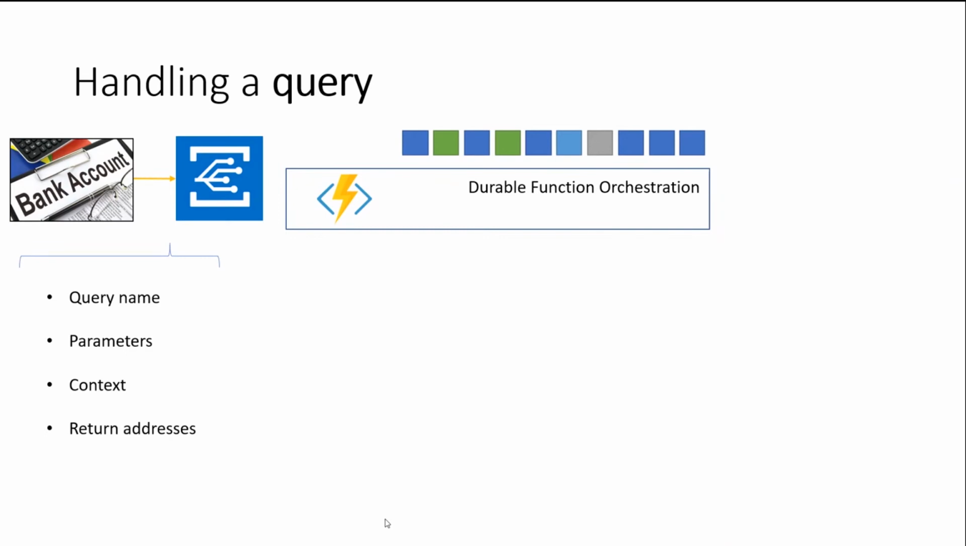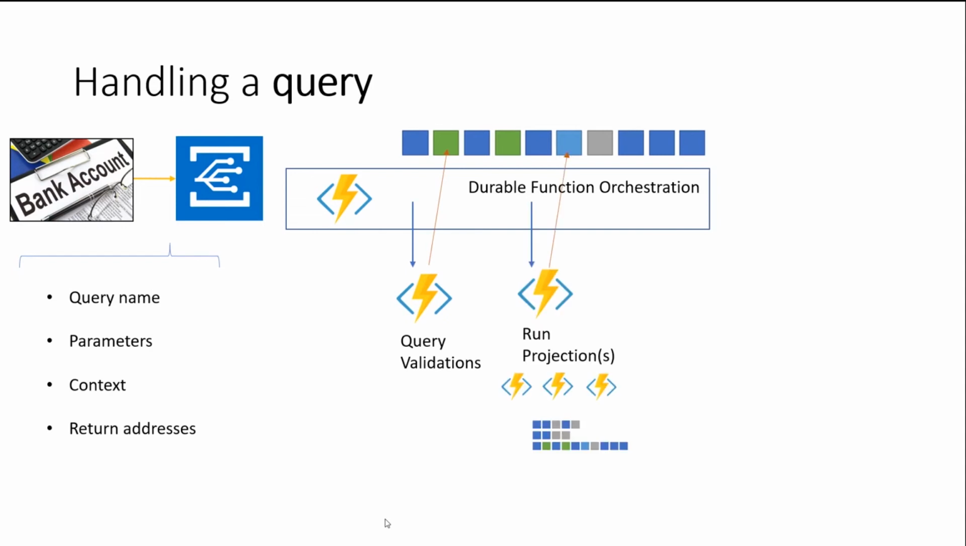We create an event stream behind the scenes to actually track the operation of the query. We do our validations to make sure it's a sensible query to run, and then we run our projections. Again, we're going to use a fan out here, because we might want to run the query against multiple event streams at the same time, or we might have to do multiple different event stream types at the same time. So we are using durable functions to do the fan out side of things, and then it will return back onto the query event stream the results.